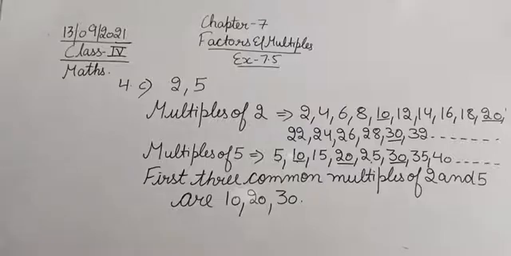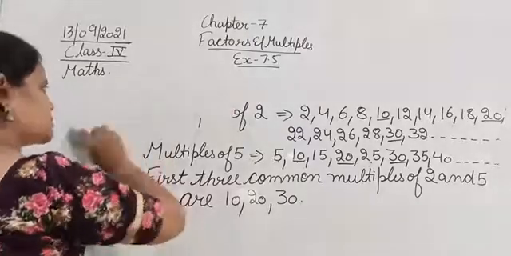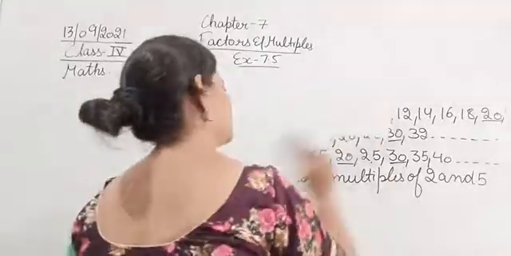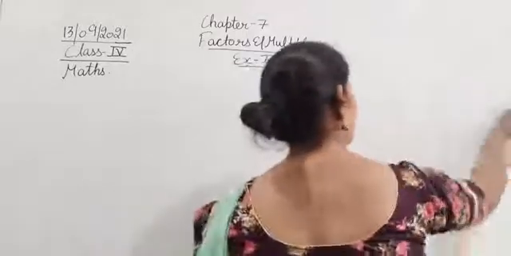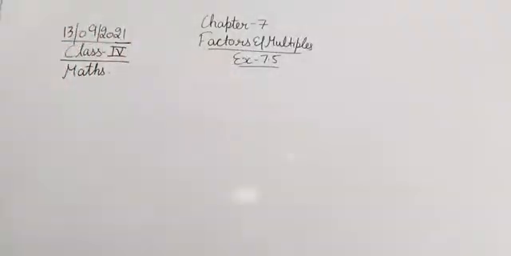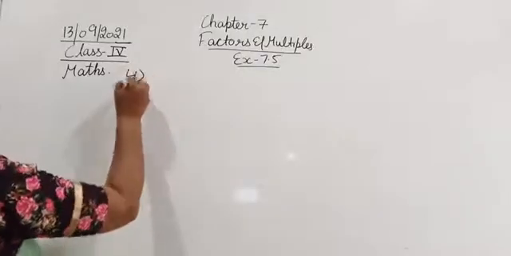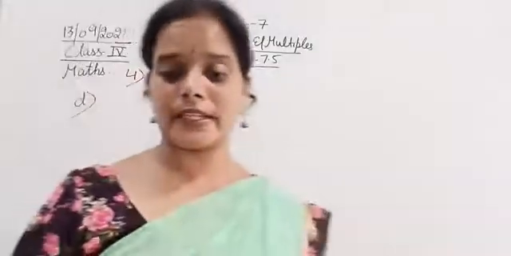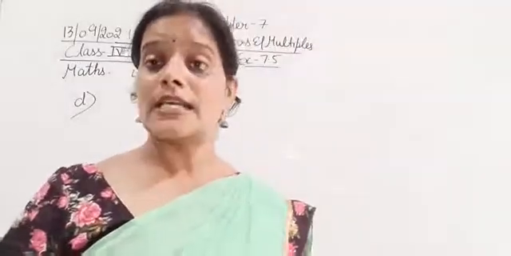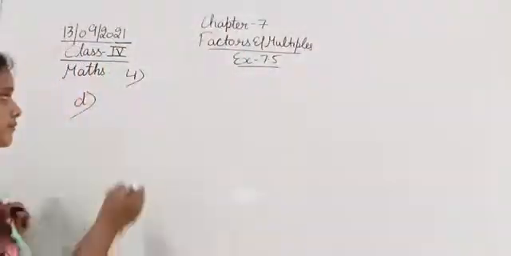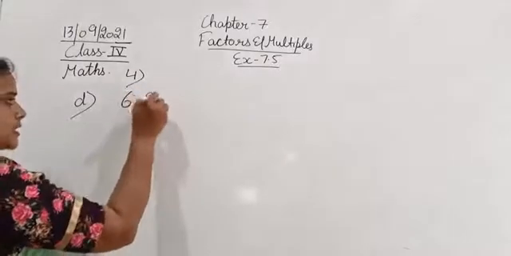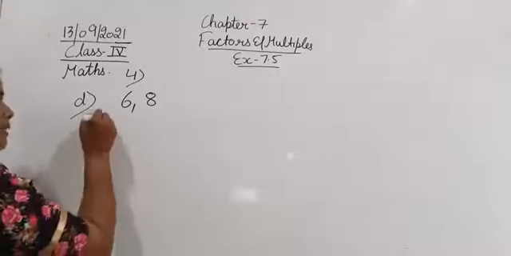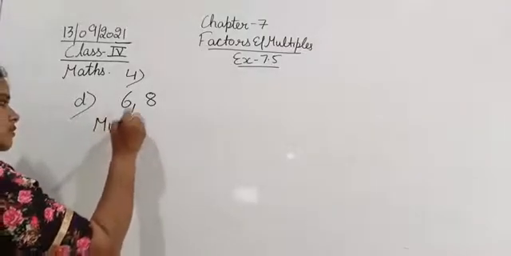Moving next to the D part of question number 4. Again we have to find the first 3 common multiples of 6 and 8. Let's find the multiples of 6 first.